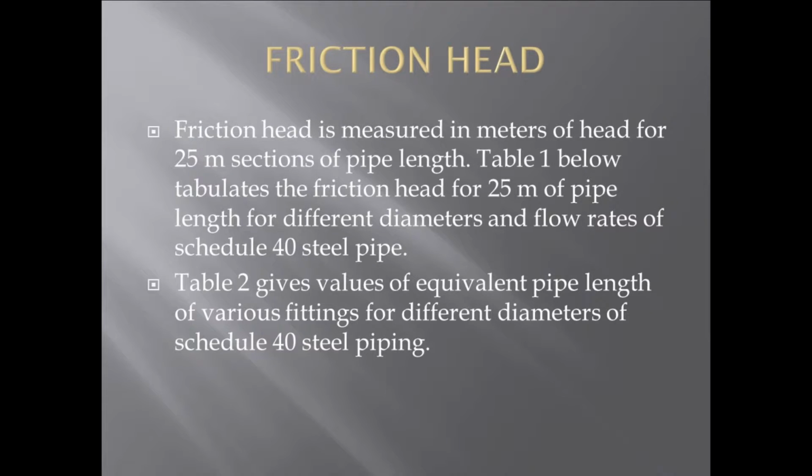Friction head is measured in meters of head for 25 meter sections of pipe length. Table 1 below tabulates the friction head for 25 meters of pipe length for different diameters and flow rates of Schedule 40 steel pipe. Table 2 gives values of equivalent pipe length of various fittings for different diameters of Schedule 40 steel piping.